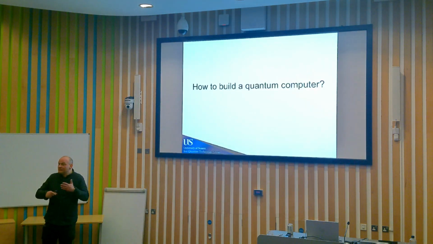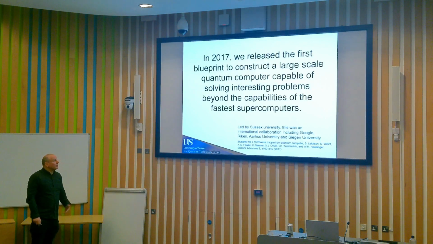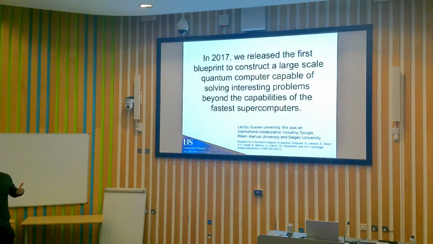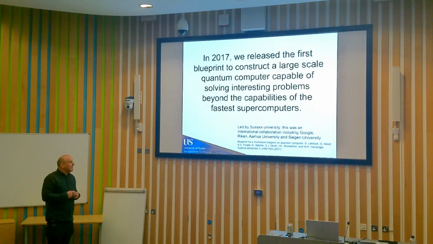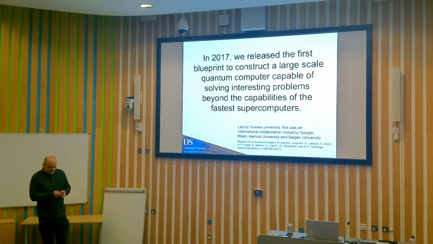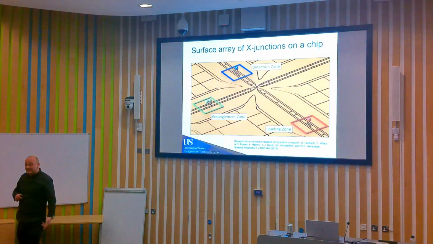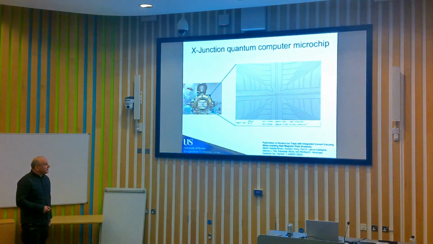So let me step back again and show you the bigger picture of how this comes together. In 2017, we released a blueprint of how you go about building a 1 million qubit quantum computer. It was a collaboration with Google, Riken, Aarhus, and Siegen University. Part of this blueprint is this X-junction geometry, and you can see a microchip from our lab where we have such an X-junction geometry.